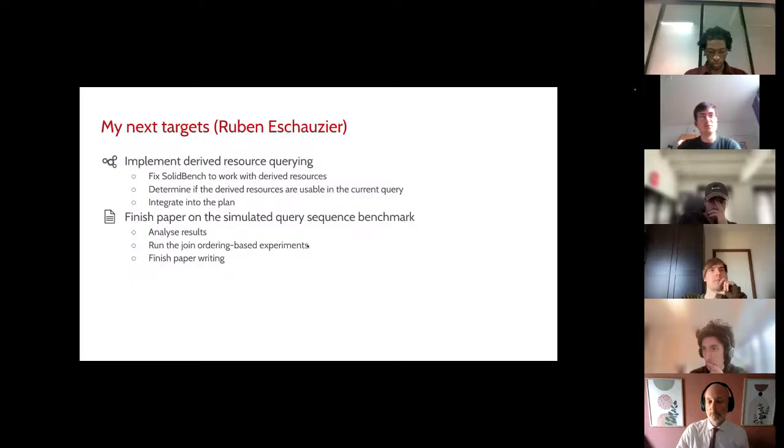Next month will be for the implementing side; I'll need to implement derived resource querying. I'm not sure if the entire thing is going to be done next month, but at least I'll get started on it. The first task will be to fix SolidBench, of course, and then determine which derived resource to use for which query and which derived resources are available, and then integrate this into our plan when we have identified what we can use. I also want to finish the paper on this query sequence benchmark with the caching. I still need to analyze the results of the newer experiment. I think they just finished today. Then there are the join ordering based experiments using the clever query plan, and then I'll tie this all together, hopefully with good results, something that I can actually talk about and that makes sense.